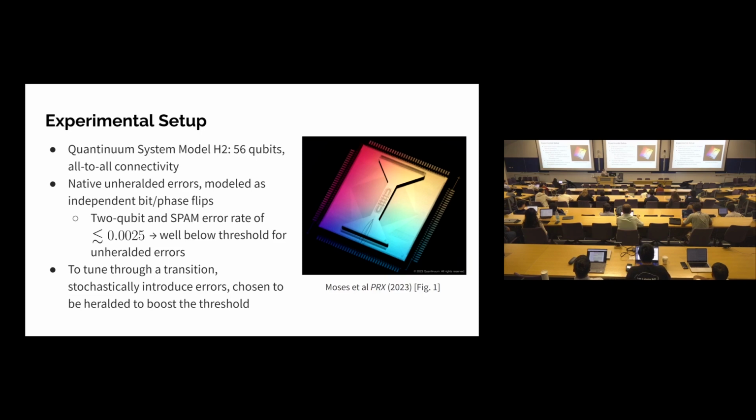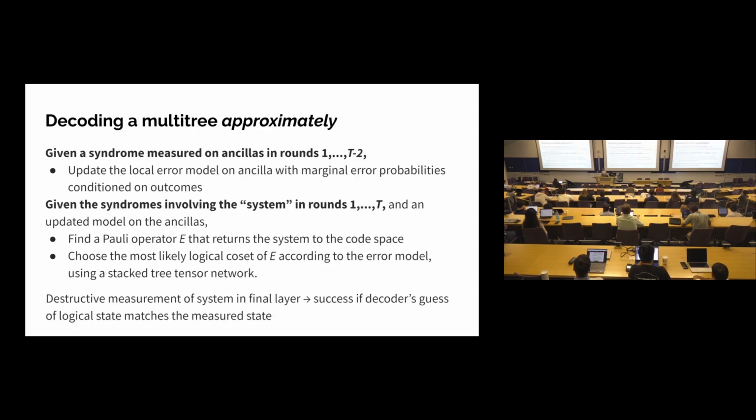So what we're going to do is actually introduce errors to make the most of this, to see a convincing fault-tolerant subthreshold phase. We're going to choose these errors to be heralded just so that we can boost the threshold that we actually see. But it's important that we do have some unheralded errors lurking there that we can't control. So okay, how are we going to deal with these unheralded errors? Well, unfortunately, we can't decode the multi-tree exactly.